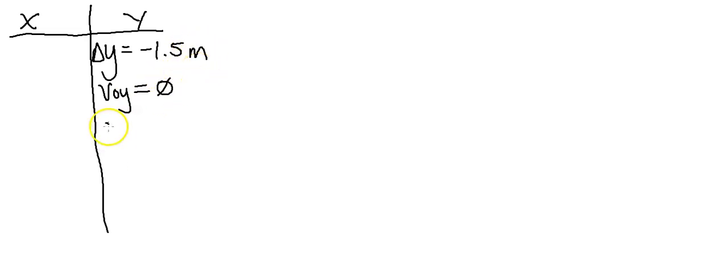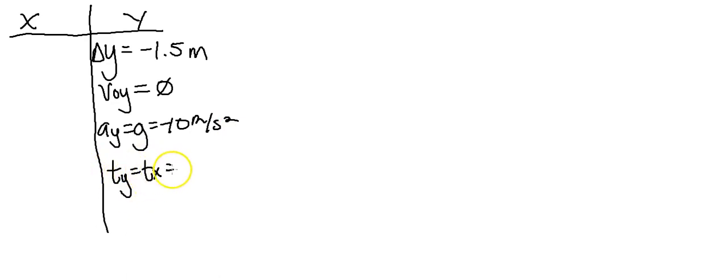Our acceleration in the y direction is gravity, which is negative 10 meters per second squared. Our time in the y direction is the same as our time in the x direction, which was 0.55. And all there is left to find in the y direction is v final in the y.